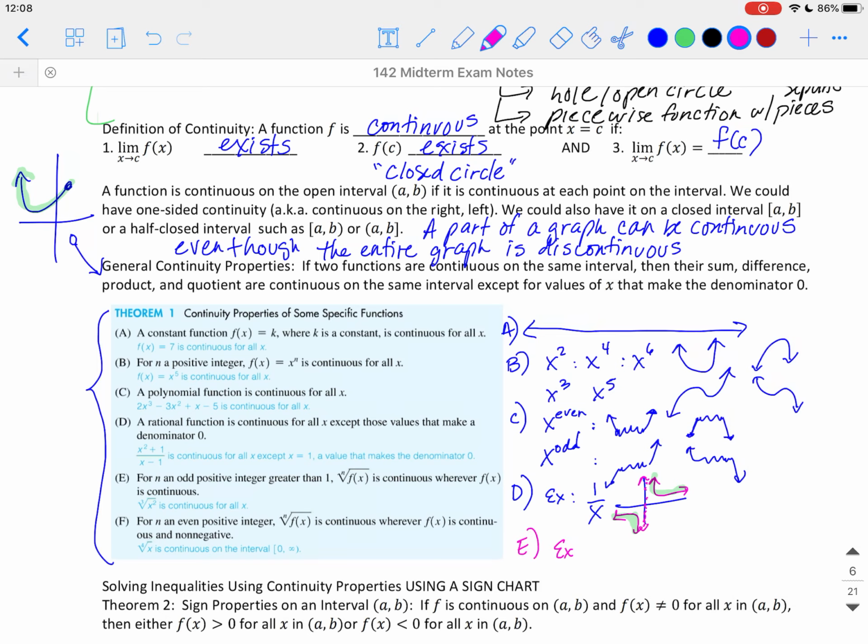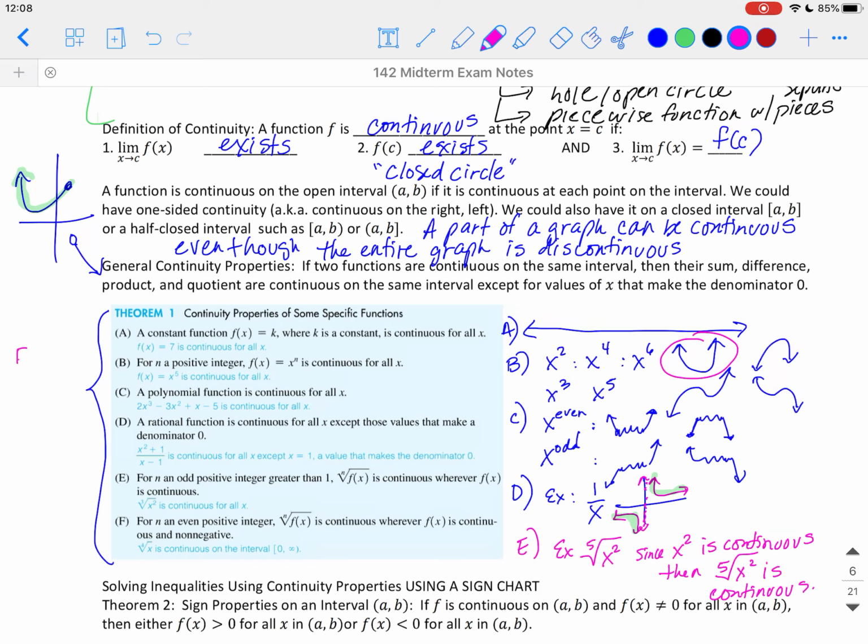if I have the fifth root of x squared, well, you can take the fifth root of any number, except that x squared is continuous based on part B. Right here, it's going to look like this. So since x squared is continuous, then the fifth root of x squared is continuous all throughout. And again, we can graph it.